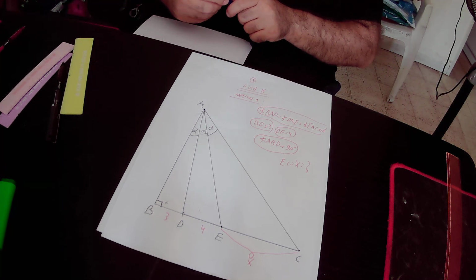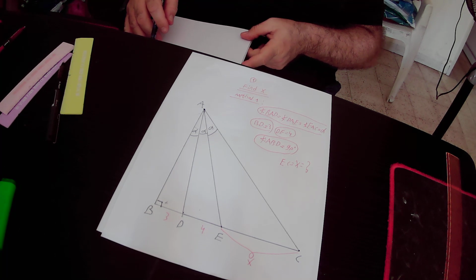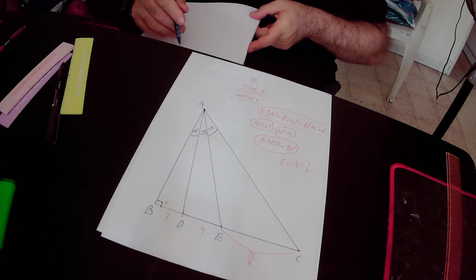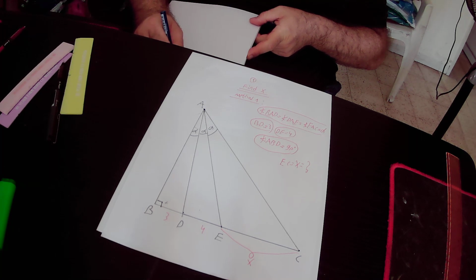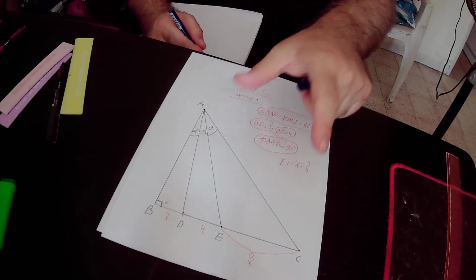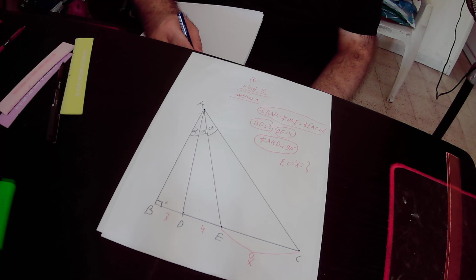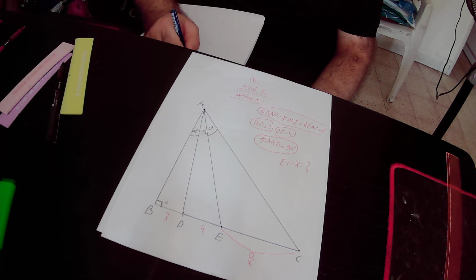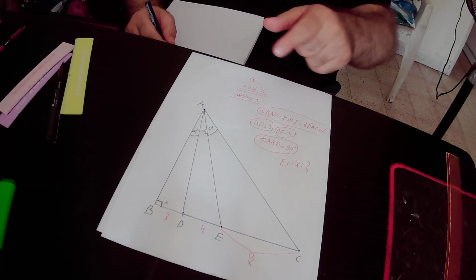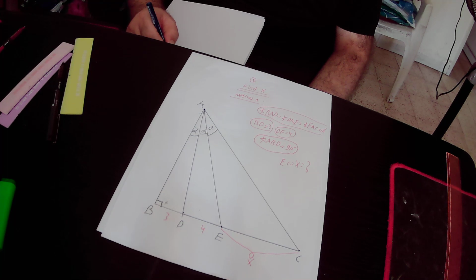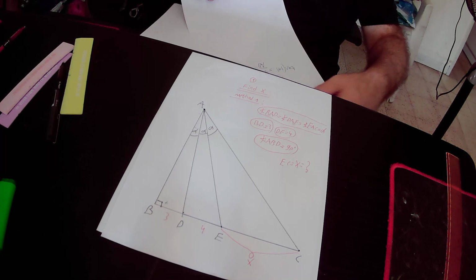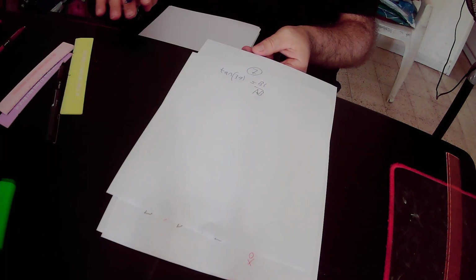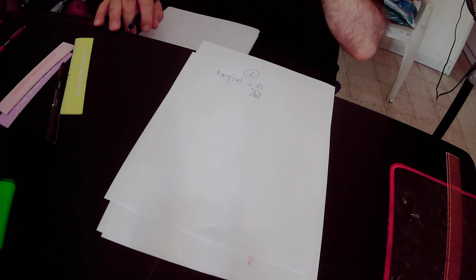In the next step we will focus on the right triangle, triangle ABC. On the right triangle, triangle ABC, we know that tangent 3 alpha equals to BC over AB. Okay, tangent 3 alpha equals to BC over AB.